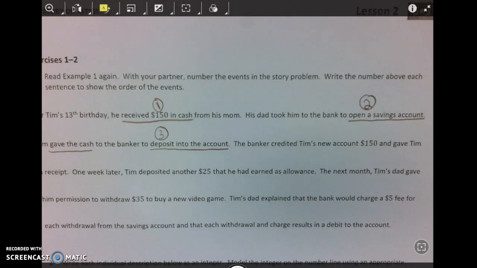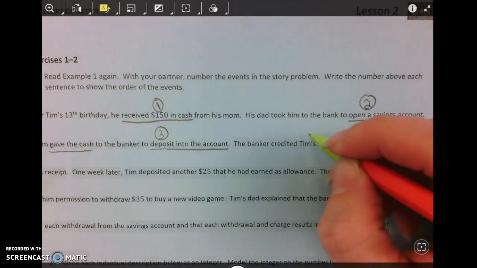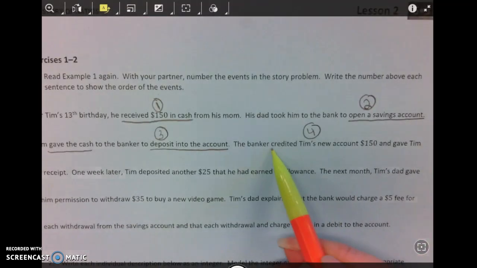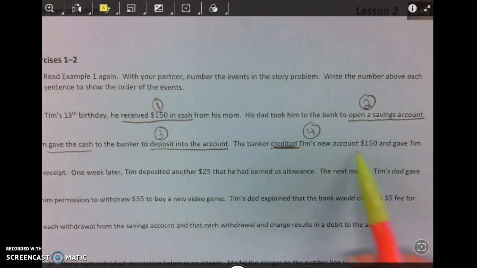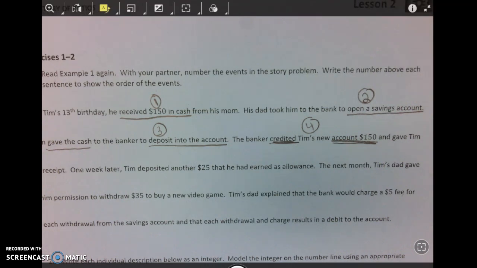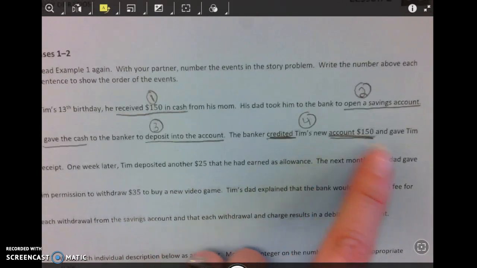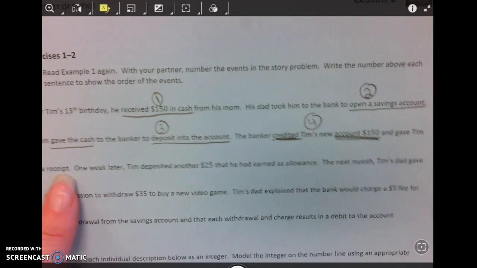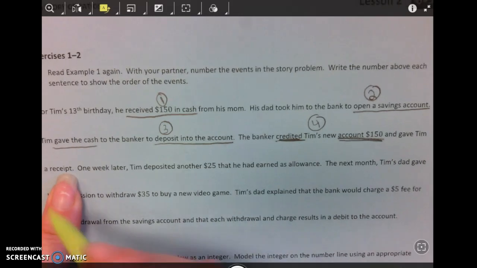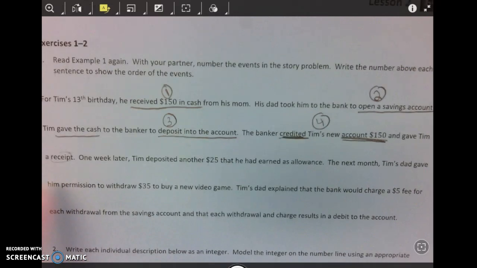So the next item, the banker credited Tim's new account $150. So that's event 4, crediting $150. So again, think about that context. Tim gave the money to the banker. The next thing she did was credit his account $150, and she gave Tim a receipt. She didn't give him cash, she gave him a receipt, which we get at the stores to see what we bought or what we paid or what transactions we've done.